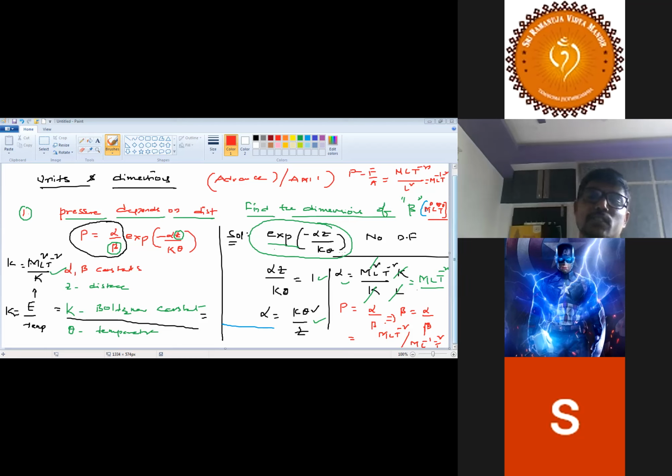So what are the limitations here? The limitations of the dimension formula: exponentials have no dimensional formula, logarithms have no dimensional formula, trigonometric functions have no dimensional formula, constants have no dimensional formula, numericals have no dimensional formula. So this is an important question. Please note it down. Shall I go for the next question? Yes, sir.